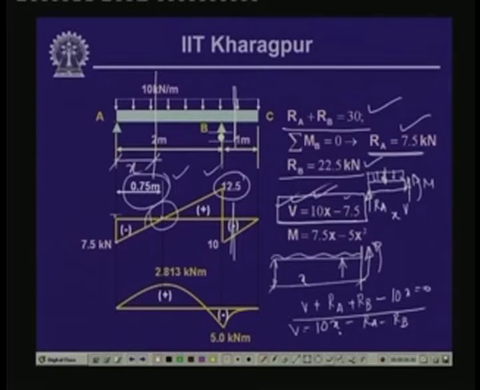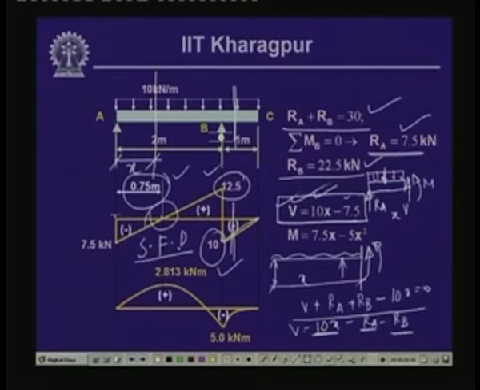Now, here x is 2, so this is 20. 20 minus R A, which is 7.5, gives 12.5, and R B is 22.5, so this is minus 10. We get a shear value of magnitude 10. So, from positive 12.5 to negative 10 it comes, and then again here it becomes 0. So, this is the variation of the shear force, and this is the shear force diagram for this particular beam.